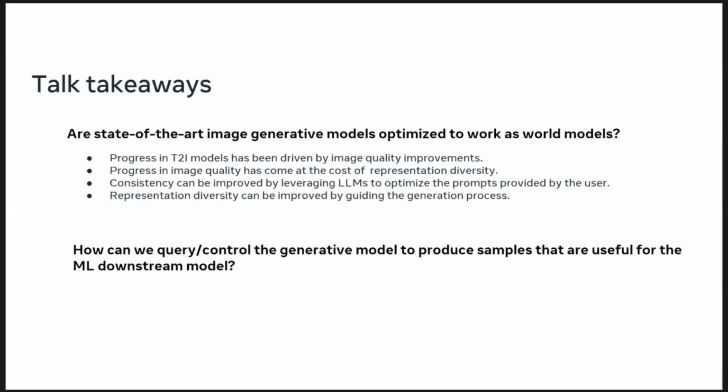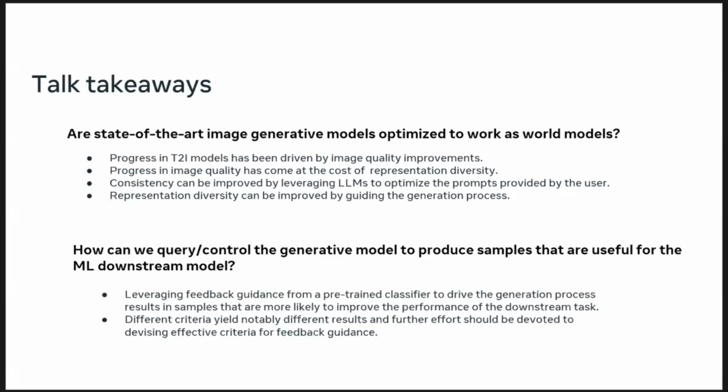We also asked the second question, which was, okay, provided that we have a sufficiently good model of the world, how can we query or control the generative process in order to produce examples that are useful to train the downstream machine learning model? And in this case, we have seen that leveraging feedback guidance from a pre-trained image classification model, in our case, was effective in order to drive the generation process to produce samples that were useful for the classifier, and this resulted in improvements downstream.